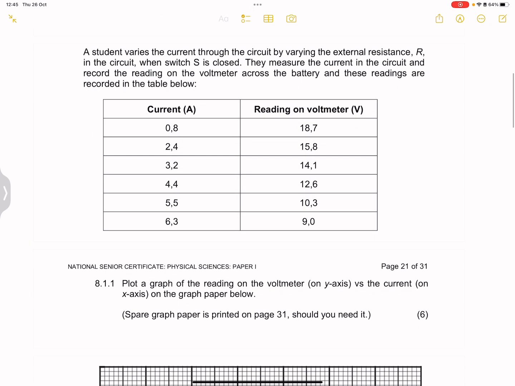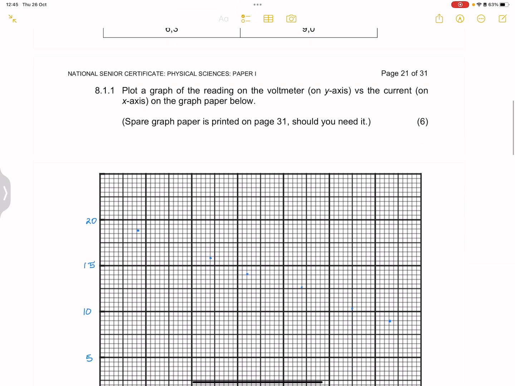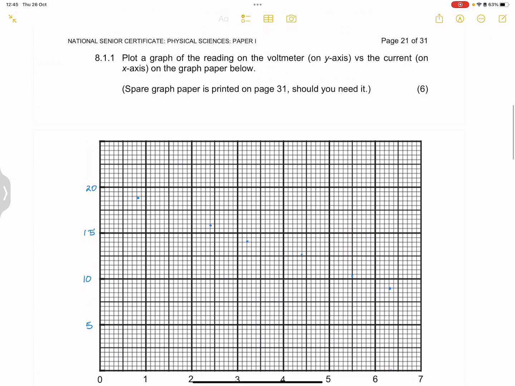The first thing that they ask from us is to plot the graph of the reading on the voltmeter versus the current, on the x-axis, on the graph paper below. What I've done first of all is plot the points onto the graph. Let me just explain my rationale.